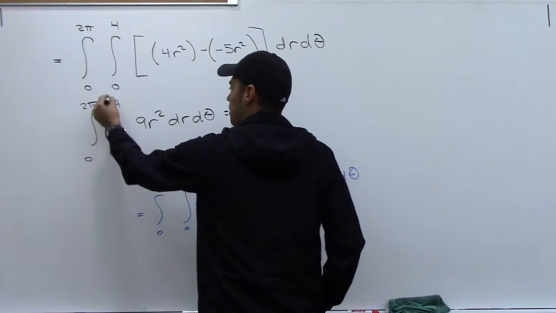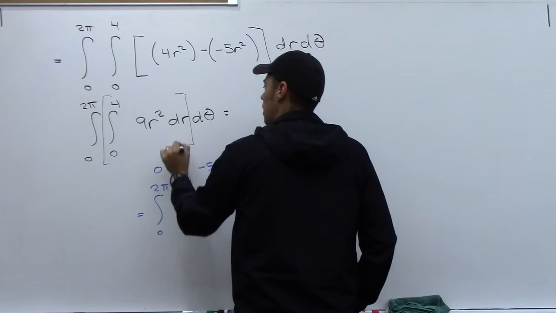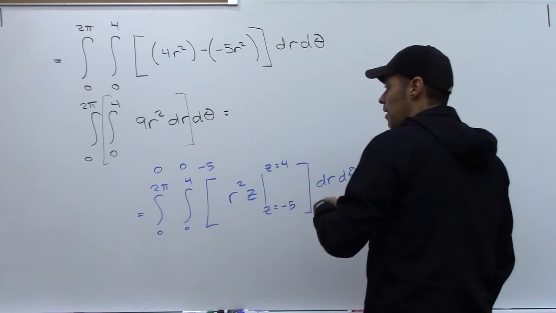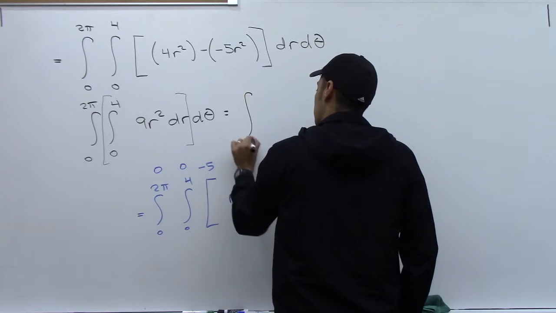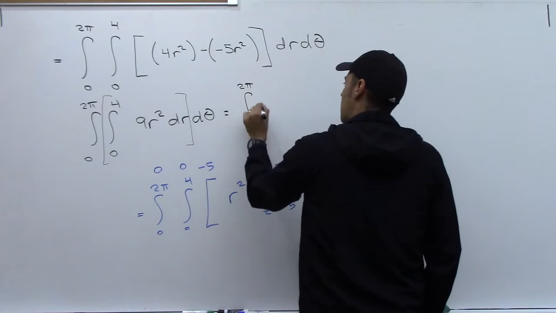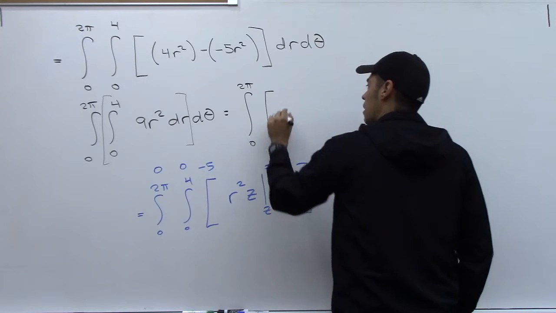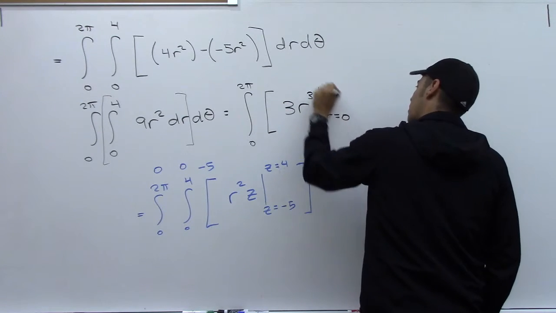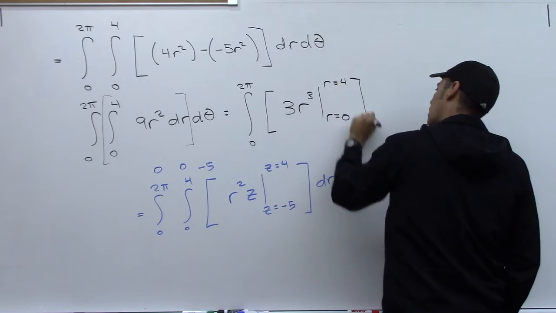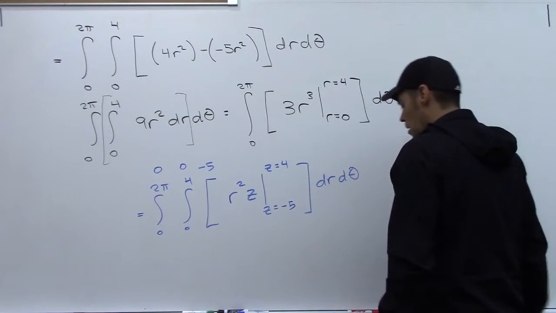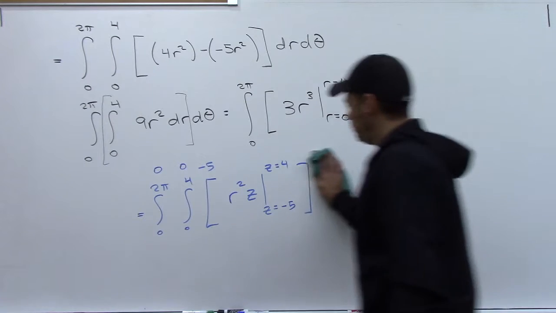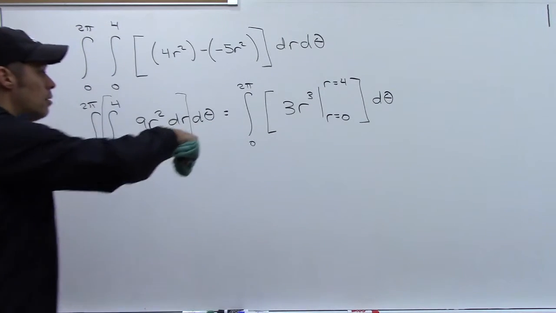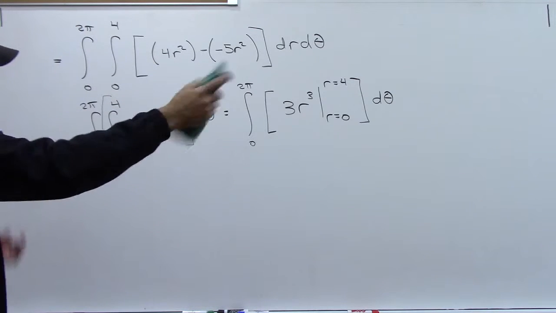Now I'm going to do this integral. Antiderivative of 9r squared, you have to do the 1/3 thing. So you're going to get integral 0 to 2 pi, let's see, 3r cubed from r equals 0 to 4 d theta. And then plugging in 4 and then plugging in 0. When you plug in 0, it all goes away.